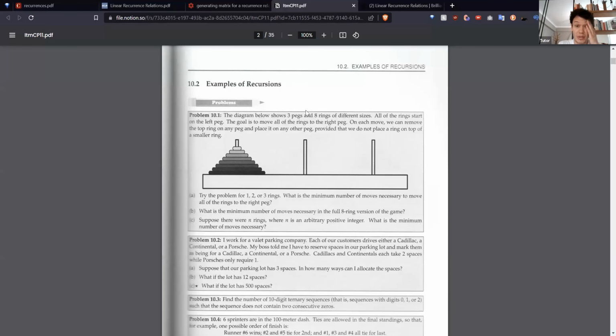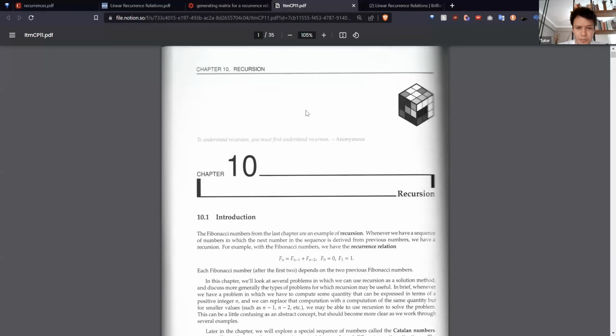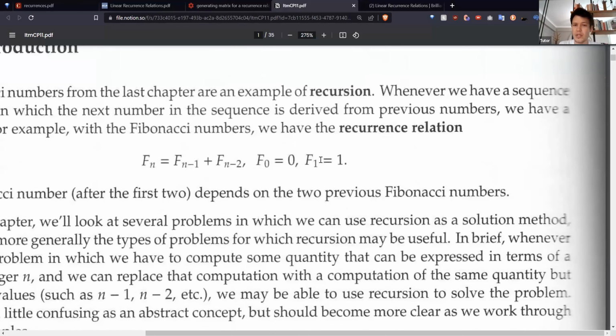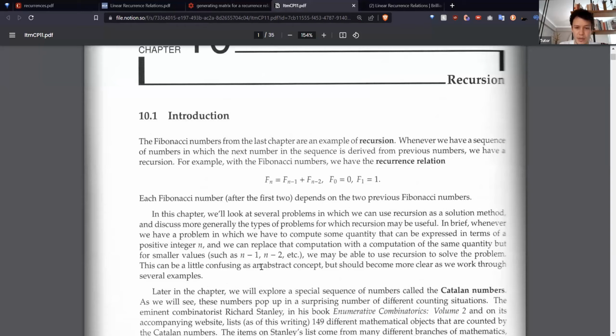So let's look at, for example, this problem in here with recursion. There's a famous example, which is the Fibonacci numbers. You guys know the Fibonacci numbers: 0, 1, and then the next term is the sum of the last two terms. So if you compute F2, it's 0 plus 1, which is 1. And then if you compute F3, it's 1 plus 1, which is 2. So the Fibonacci numbers are, for example, a linear recurrence as well.